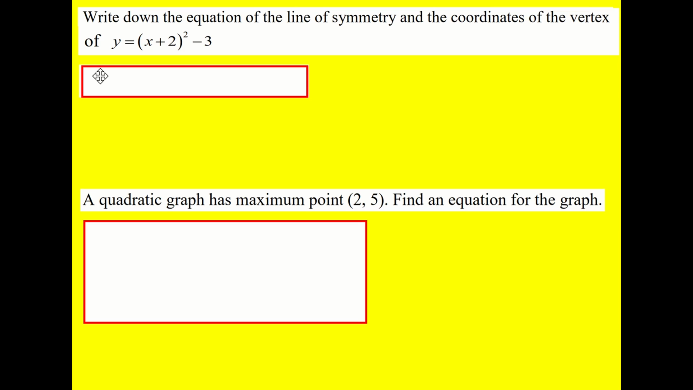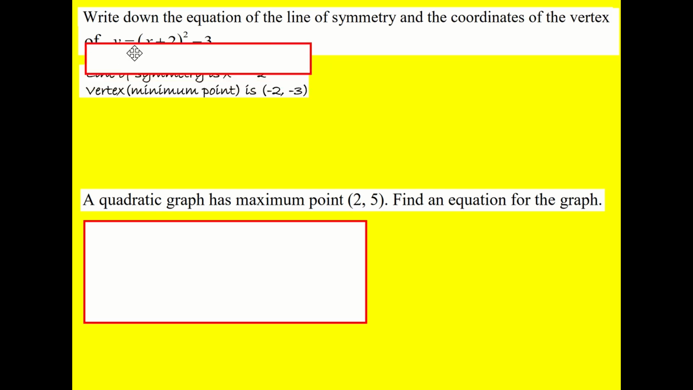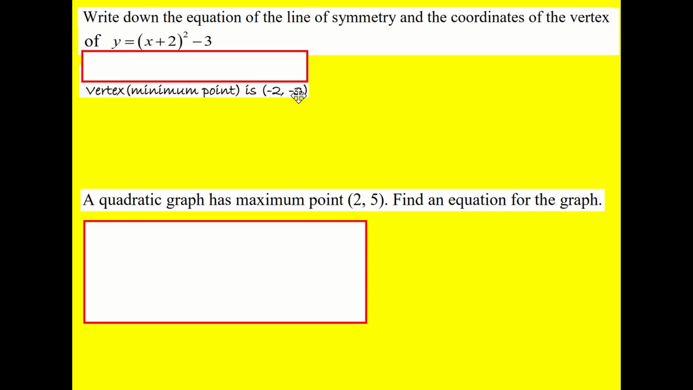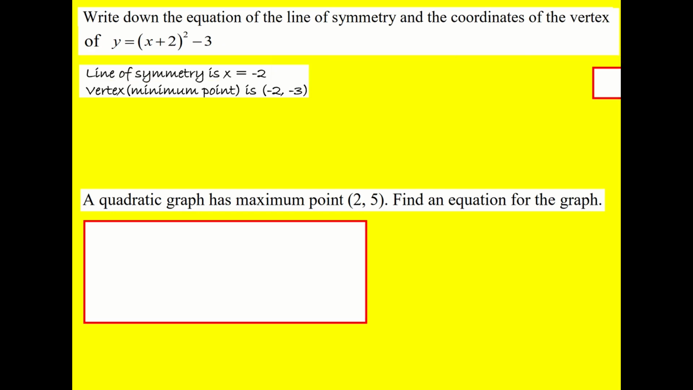So, the answer to the first one, I think the best thing is to get the coordinates of the vertex. That's another word for the turning point. And the answer is (-2, -3). The smallest this can be is -3 when this is 0. And what causes it to be 0? When x is -2.